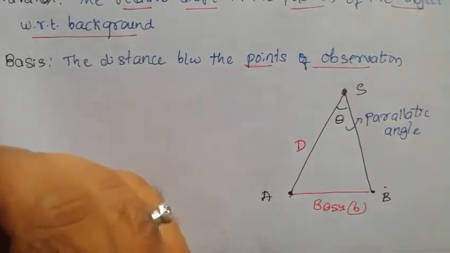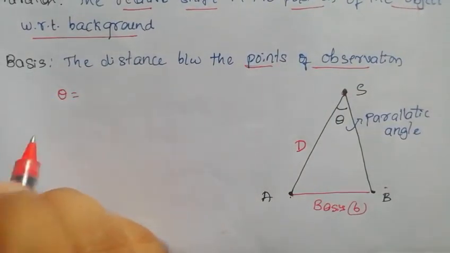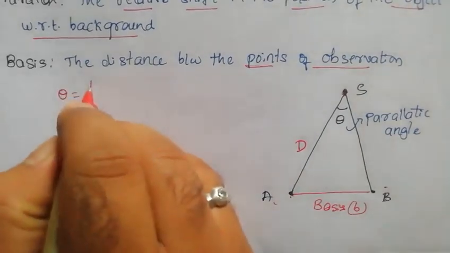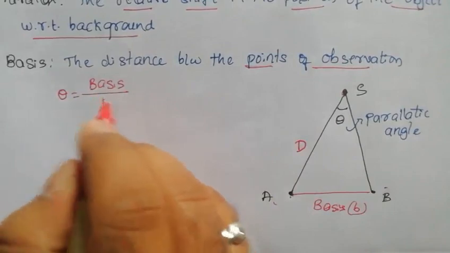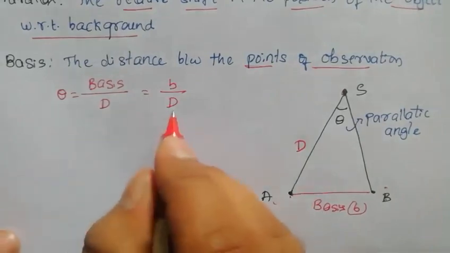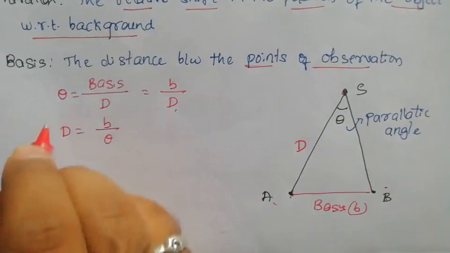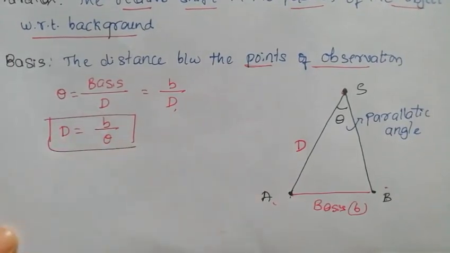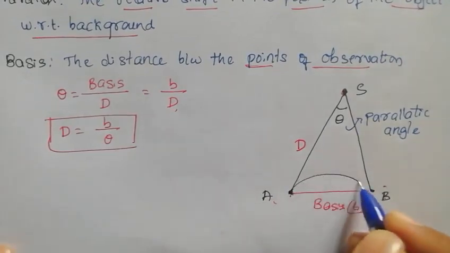Then from the plane angle definition, we can write theta equal to arc length by radius. Arc length is AB, that is the basis, divided by the distance, capital D. So the basis we indicate by small b, so theta equals b by capital D. We want capital D, so D equal to b by theta. This is the formula we are going to use. So b means the distance between the two points of observation. It may be anything. If I start observing, imagine there is the earth. This is the earth now.